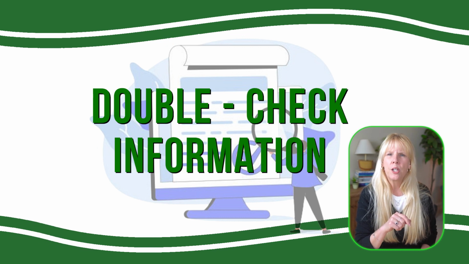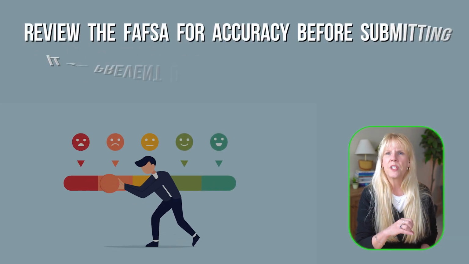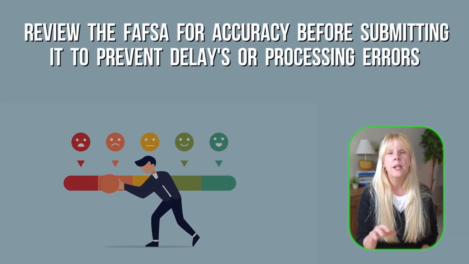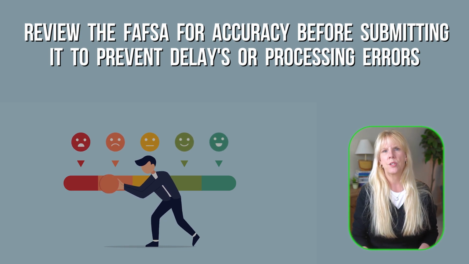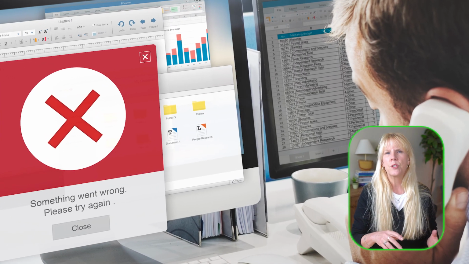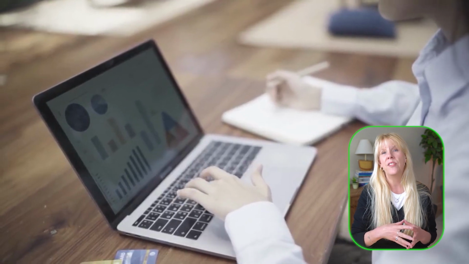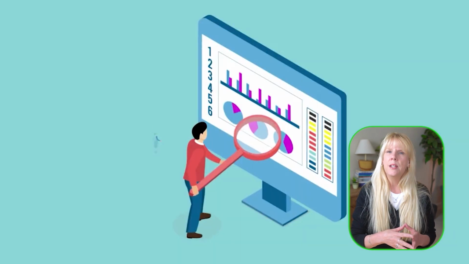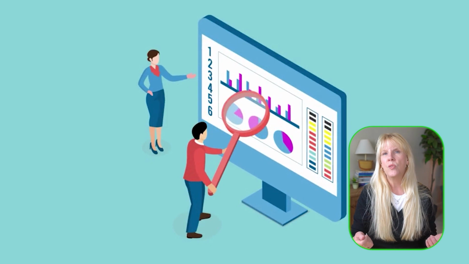You need to double check your information, so review the FAFSA for accuracy before submitting it to prevent delays or processing errors. You can go in and find any errors, but it does mean going back in and in fact delaying the process. Instead, review carefully the data that you've already entered.